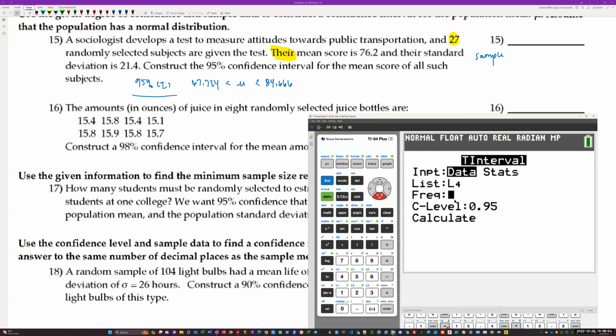And then frequency, if there was a list of frequencies, we would type this in also. So this is just XI, FI again. And then confidence level. And that's it. Does that make sense?